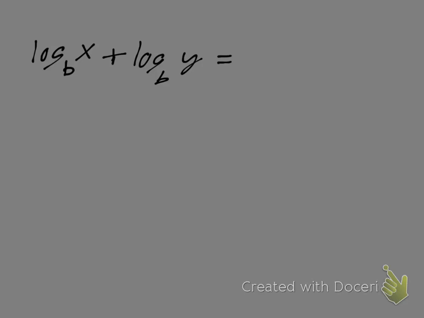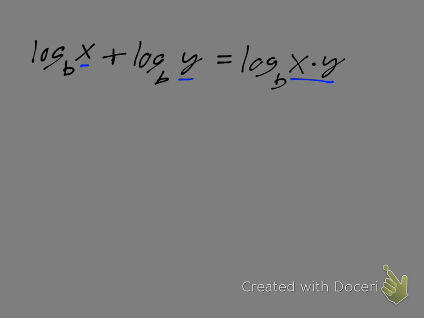Okay, and that's the odd part here. When you're adding these two logarithms together, they add to be log base b of x times y, like Miss Pearson said. So log base b of x plus log base b of y equals log base b of x times y. You don't add the two quantities together. You multiply them. See that?